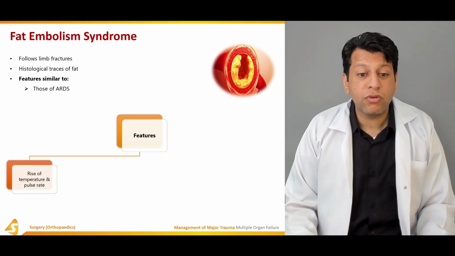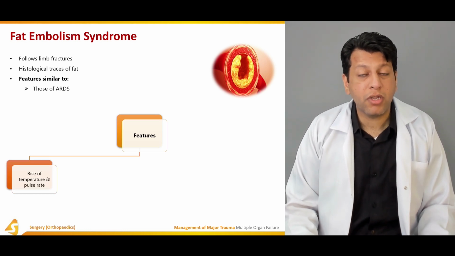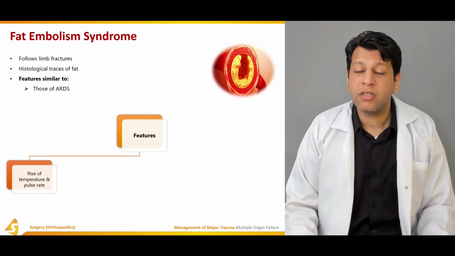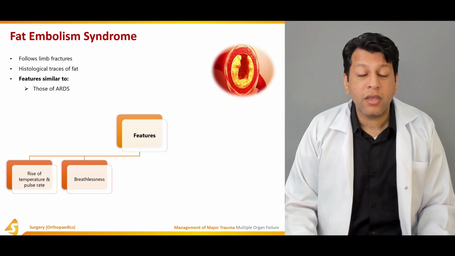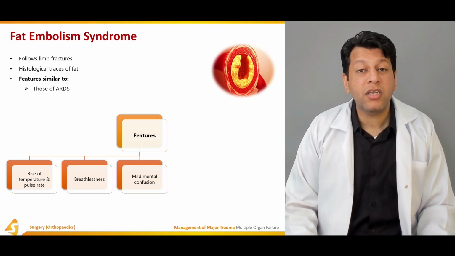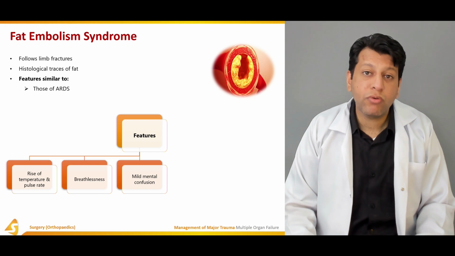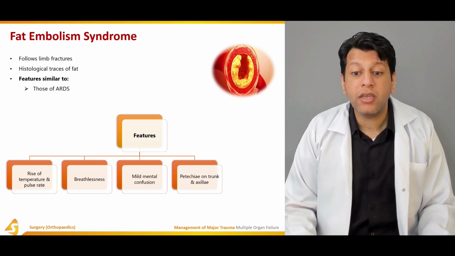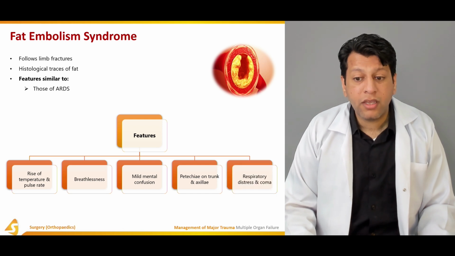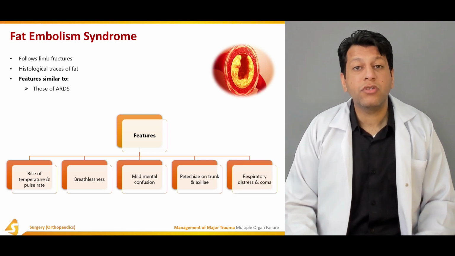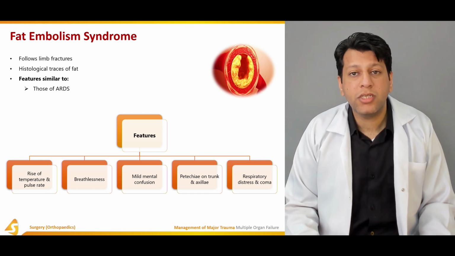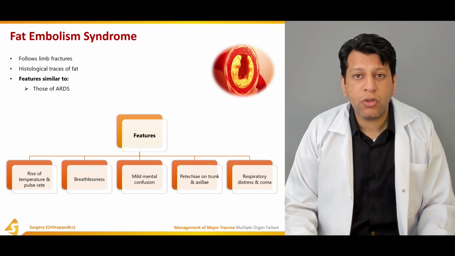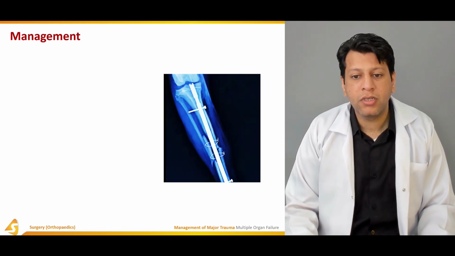These features include a rise of temperature and pulse rate. There's tachypnea, tachycardia, hyperthermia. There may be loss of consciousness as well, and breathlessness. Mild mental confusion may be present as well. PO2 of the patient may be less than 60 kilopascals. There may be petechiae on the trunk and axilla, and respiratory distress, and eventually the mental problem may be so much that the patient may be in a coma if a huge shower of emboli goes into the respiratory system.